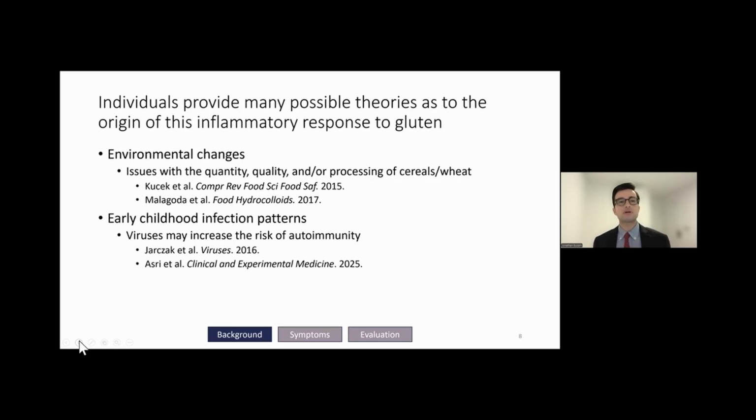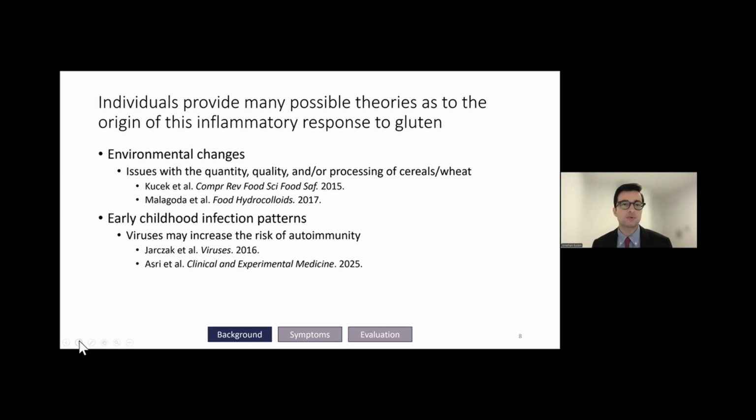Now, before I was talking a little bit about how we're seeing this increase in celiac disease across the globe. There are many possible theories as to why this increasing inflammatory response to gluten is happening. The main ones have to do with big changes in the environment. There's a lot of folks who are thinking there have been changes in the quantity, the quality, and the processing of various cereals and wheat and other grains that have gluten in the diet. They're thinking the body has not had time to adapt to a lot of these changes in our dietary quality that have been happening recently.